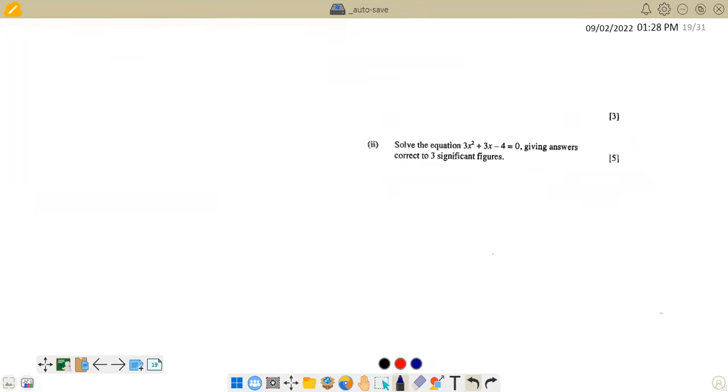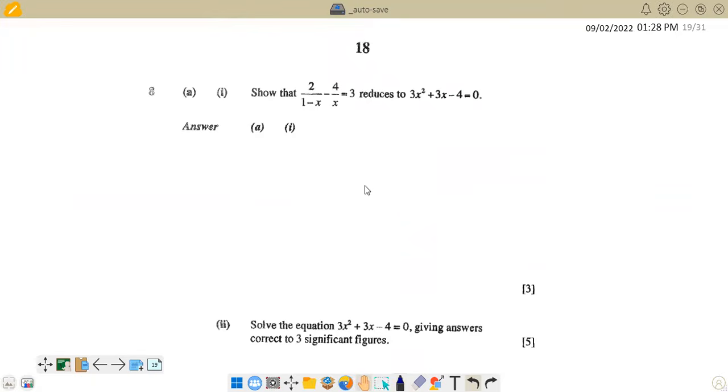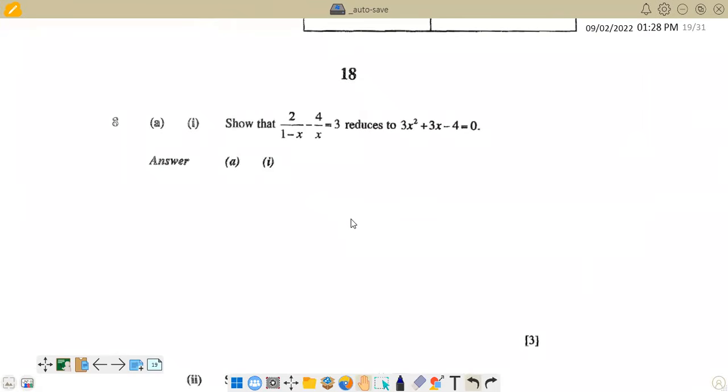So 8A was actually something else which is not part of the graph. We are given an equation and asked to show that it reduces to the equation we are given. So how am I going to show this? It depends on how you want to do it. Someone can combine these fractions together. Someone can remove the fractions by multiplying each and every term by the LCM, or you can combine the two. I don't know what is best for you.